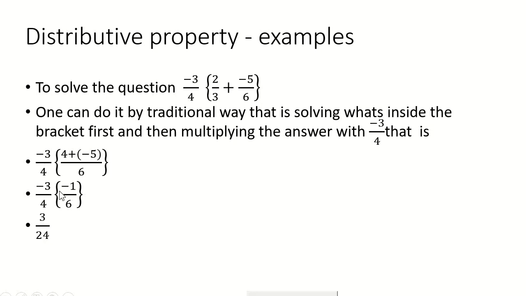How? We multiply numerators with each other and denominators with each other, and minus into minus is plus, so we have 3 in the numerator and 24 in the denominator. Now we observe that 3 and 24 both are divisible by 3, so we divide them both by 3 and the simplified form of the fraction is 1 by 8.